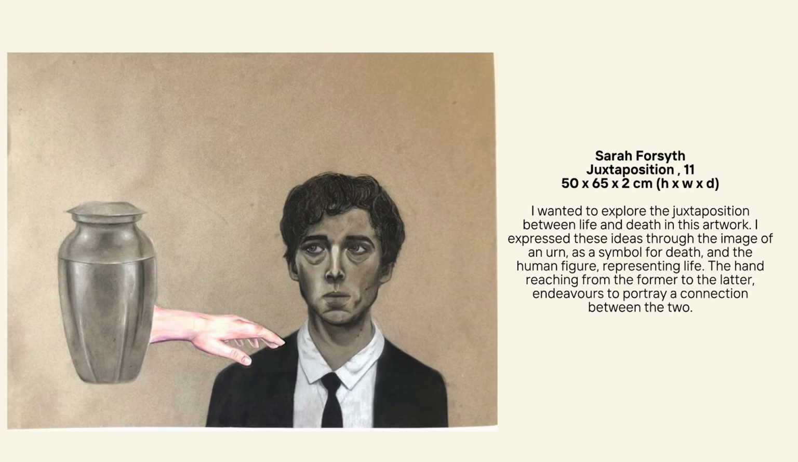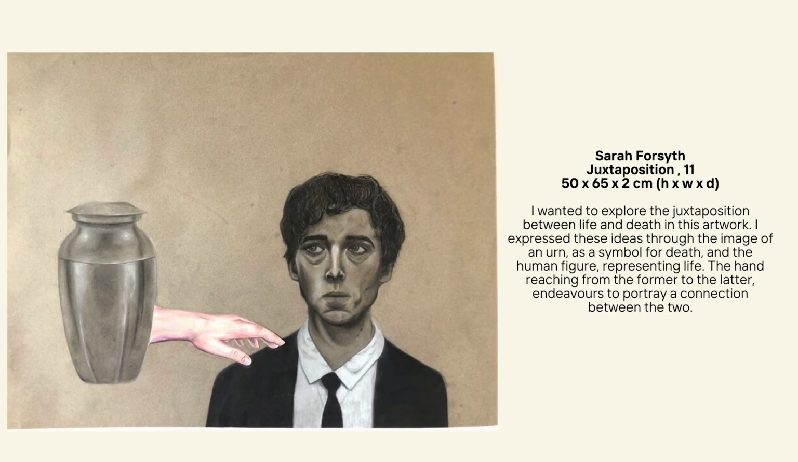The next piece is by Sarah Forsyth. So this painting. The painter mentions that I wanted to explore the juxtaposition between life and death in this artwork. I expressed these ideas through the image of an urn as a symbol for death and the human figure representing life. The hand reaching from the former to the latter endeavors to portray a connection between the two.